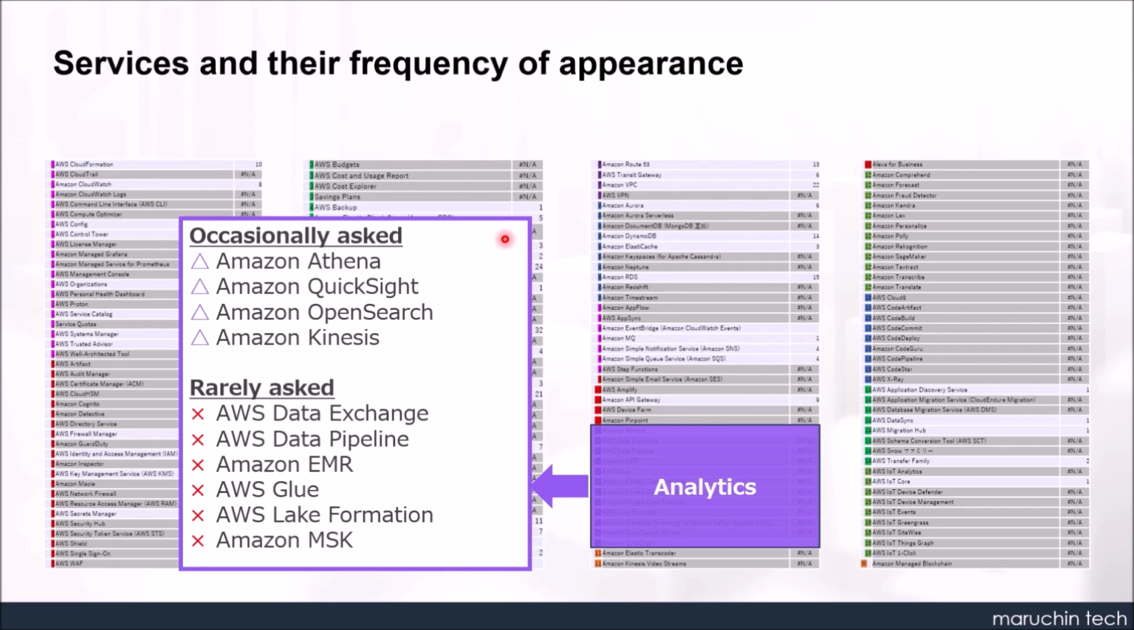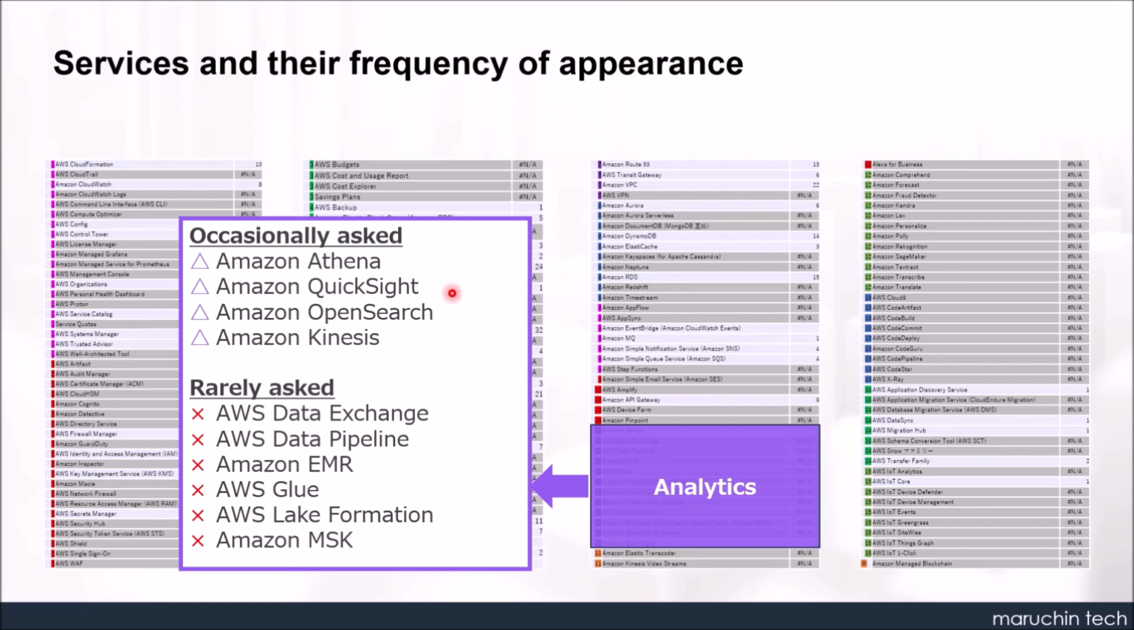In the analytics category, Athena, QuickSight, OpenSearch, and Kinesis are sometimes tested. In particular, the pattern of analyzing the data stored in an S3 bucket with Athena and visualizing it with QuickSight frequently appears. The combination of S3 and Athena is easy to use because it is serverless and can be executed with simple queries, making it more convenient than implementing an analytics tool like Redshift.